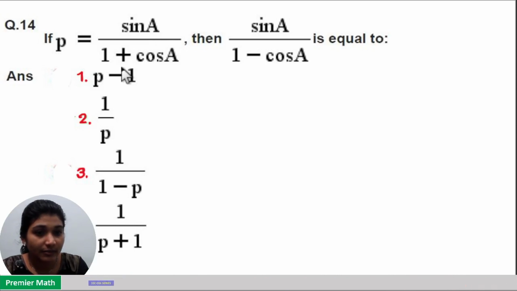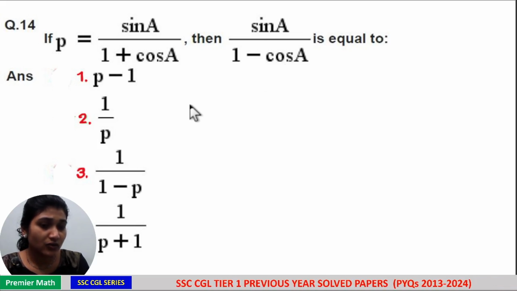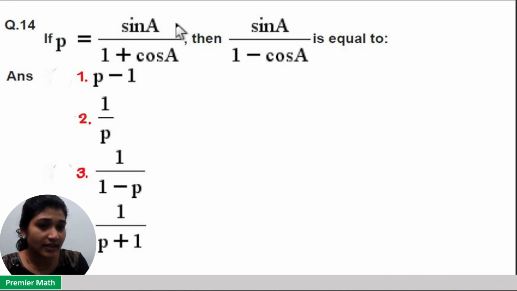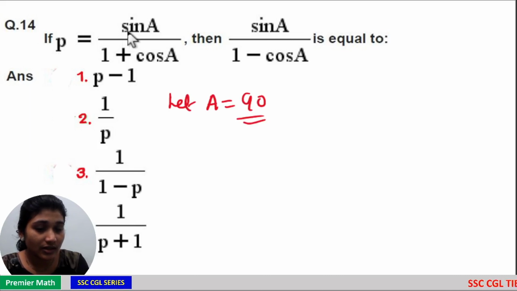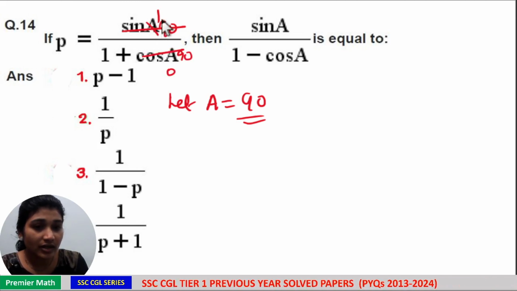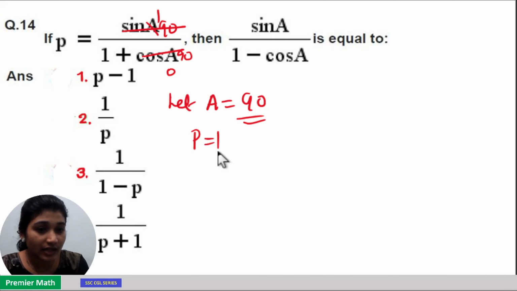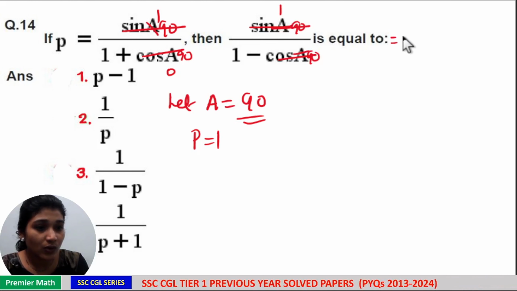If P equal to sin A by 1 plus cos A, then sin A by 1 minus cos A is equal to, here in denominator we have 1 plus cos A and here 1 minus cos A. So we can take A as 90 degree. Let A be 90 degree. Then if you put A as 90 degree, sin 90 equal to 1 and cos 90 equal to 0. So 1 plus 0 is 1. 1 by 1 is equal to 1. So P becomes 1 here. And if you look at this one, sin 90 is equal to 1 and cos 90 is 0. So 1 minus 0 is 1. Again, the second option is also 1 here.